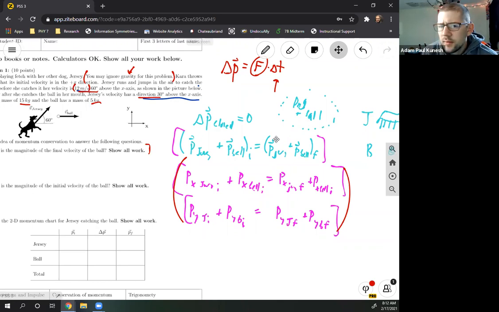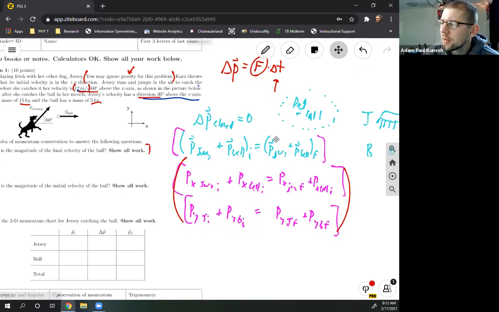So all I've done here is looked for momentum conservation in two dimensions. The x direction of momentum is conserved, and the y direction of momentum is conserved. The two points that I'm interested in are right before and after Jersey snaps the ball out of the air.